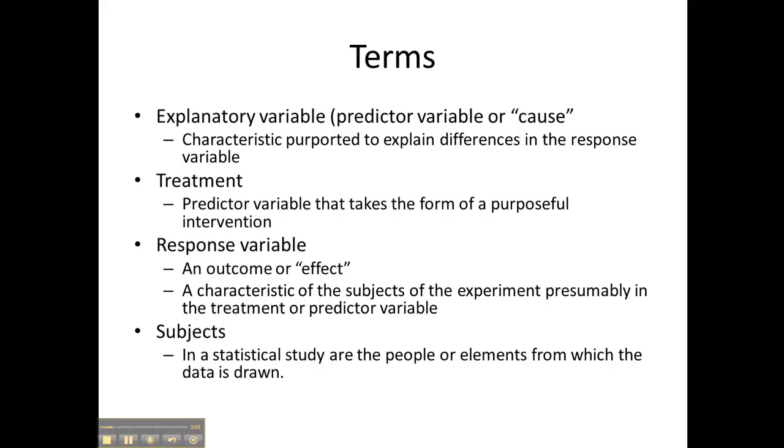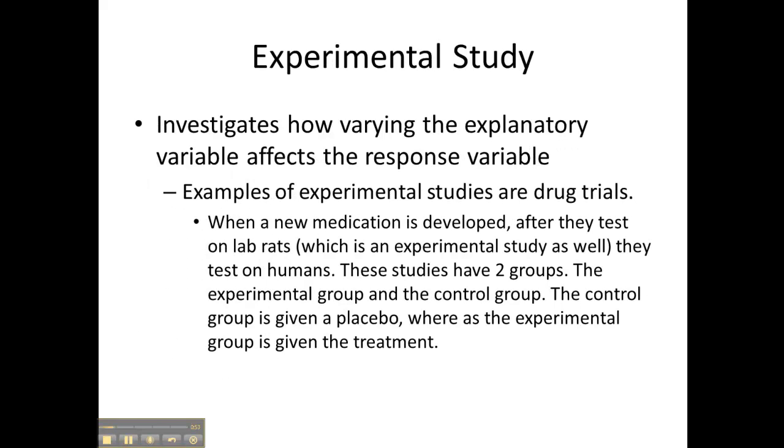So now let's talk about the difference between the two kinds of studies. An experimental study investigates how the varying explanatory variable affects the response variable. This is where you actually introduce a cause and monitor its effect. A good example of how this is used in real life is drug trials.